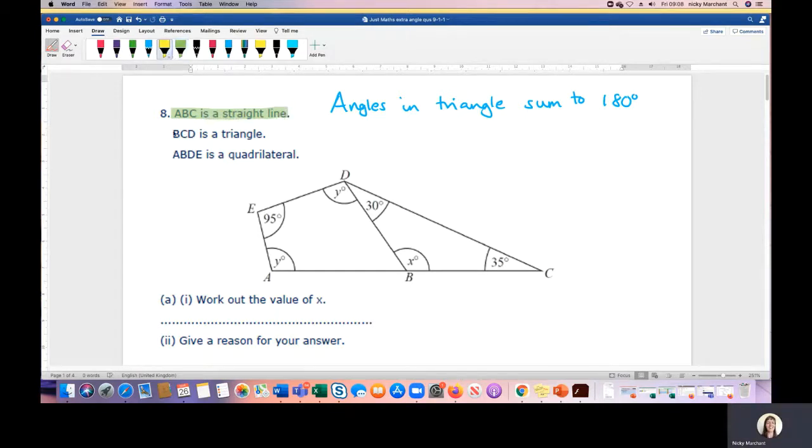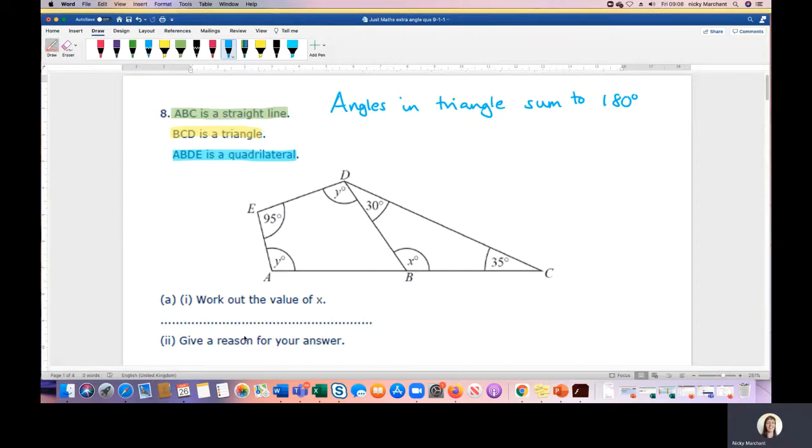We've also got the fact that BCD is a triangle. Now, sometimes it's not always so clear to see the shapes as two separate shapes or three separate shapes even. You just see the bigger picture and you see that one shape you start with. So just take a moment to think, what have I actually got here? So the first, the yellow one here, is a triangle, which means we can use the rule that angles in a triangle sum to 180 degrees, or add up to 180 degrees.